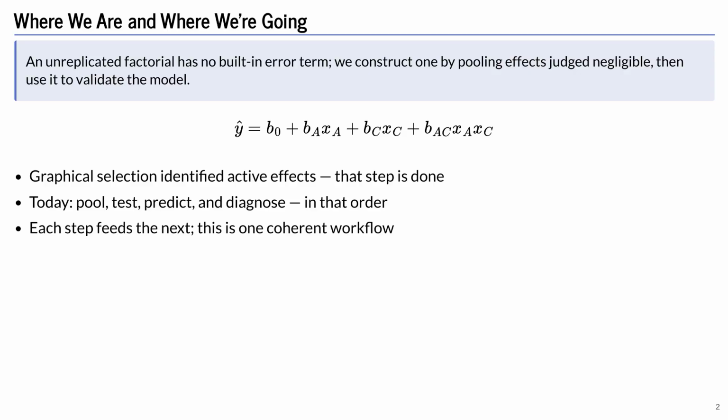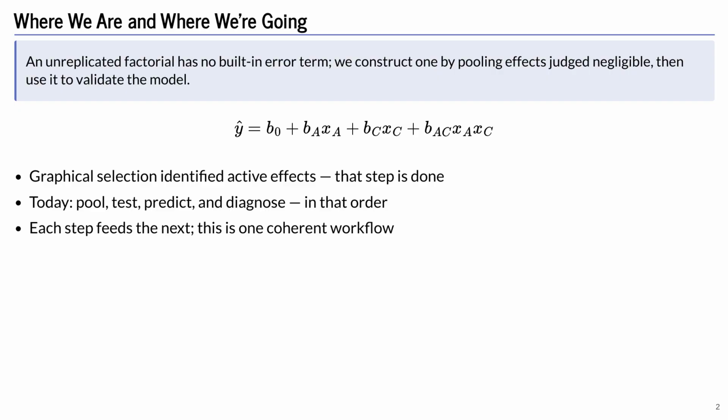In the previous session, a half-normal plot gave us a graphical answer to the question of which effects are real. For our chemical yield experiment, the answer was 3. The main effect of temperature, the main effect of reaction time, and their interaction. The remaining 12 effects were judged to be noise. That graphical step is finished.